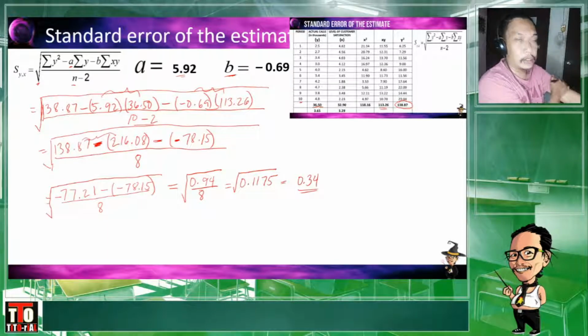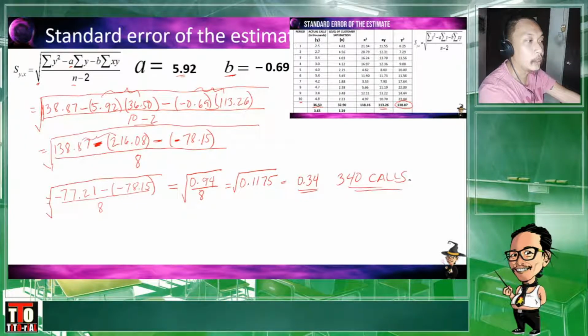Yung ginawa natin sa regression kanina, remember na dinetermine natin yung forecast for the next period ng number of calls if ang target natin is CSAT level of 5. Ang sinusukat nito is more or less we could have an error sa estimate natin kanina sa regression, magkakaroon tayo ng possible na error na around 340 na calls. Ito yung tantya niyang error dun sa estimate natin kanina.